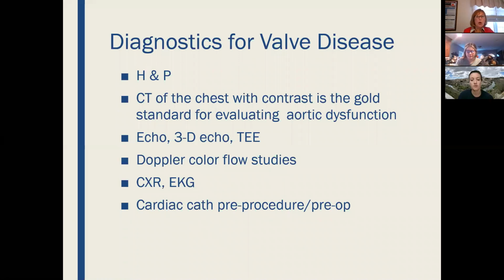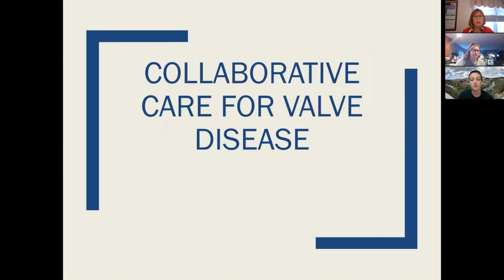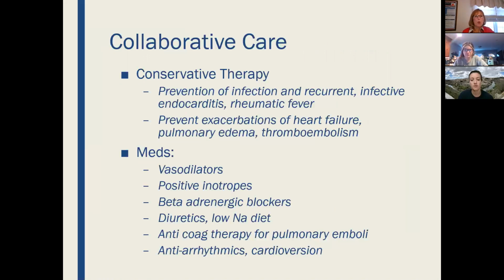Okay, so we went through the diagnostics. So definitely the EKG, the CT of the chest is your gold standard with aortic dysfunction. You'll see it ordered all the time, but they can do all of these others. They're all pertinent. Okay, so let's look at our collaborative care. What do we do for these people? Well, conservative therapy. If this is a chronic thing and we can treat you over time, then that's what they'll do.